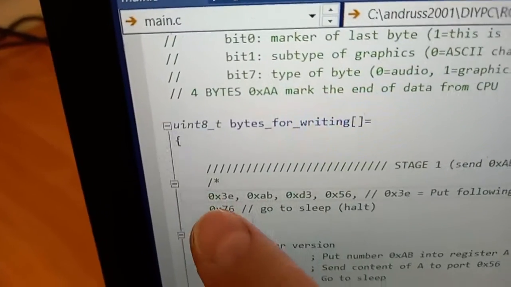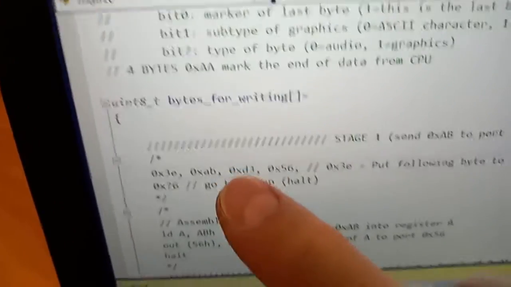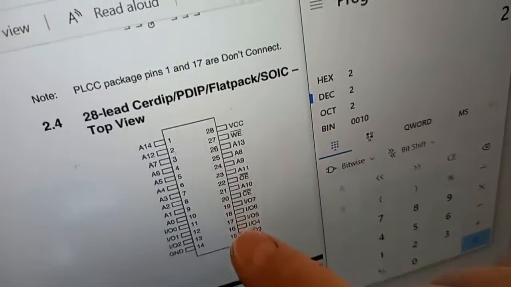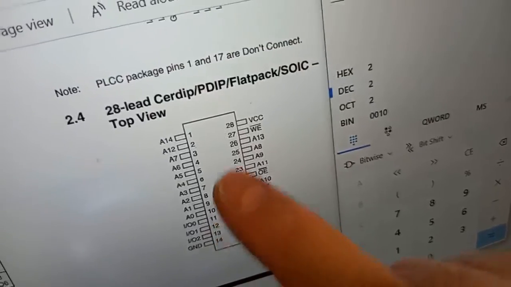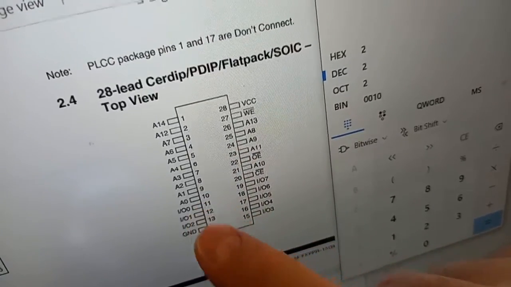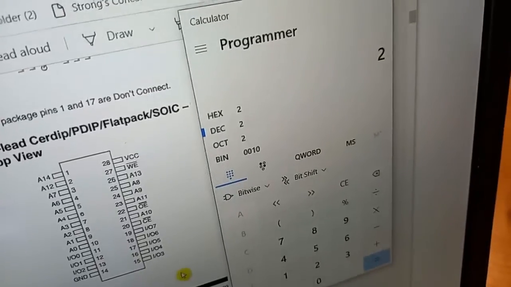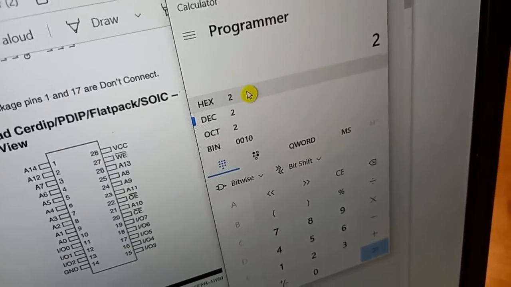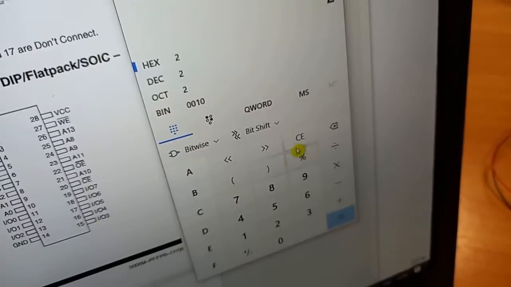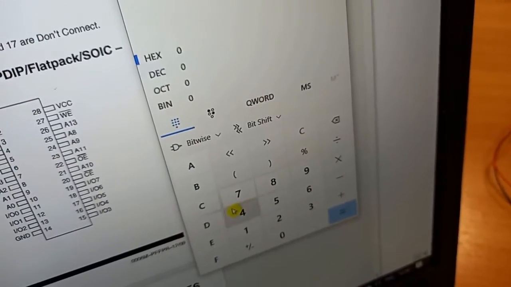In our old chip we had at address 2 the number D3. The memory takes this D3 and copies it to the data bus. D3 we will find at the data bus. It's the hexadecimal system, D3.